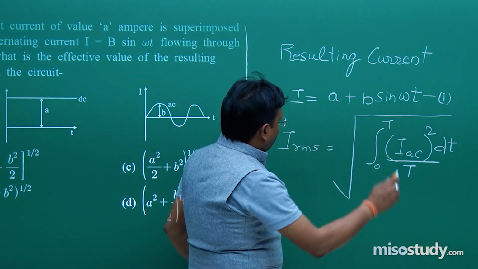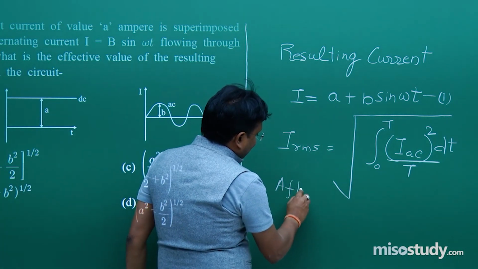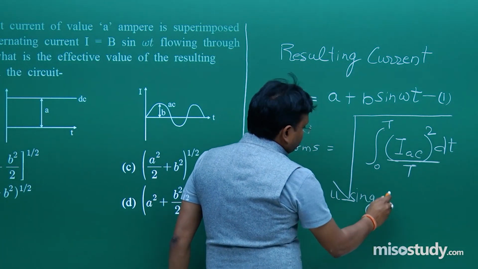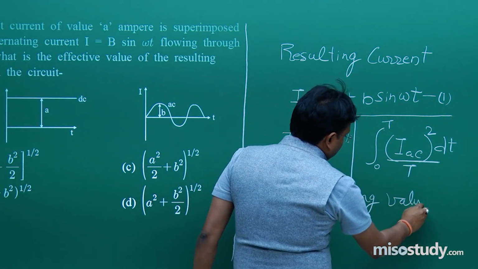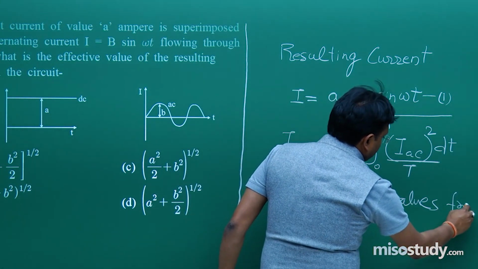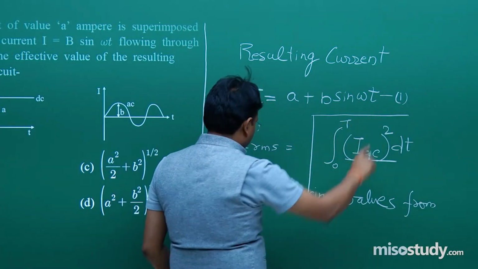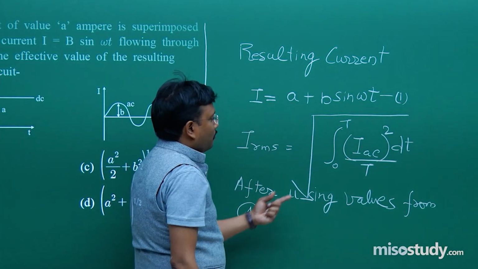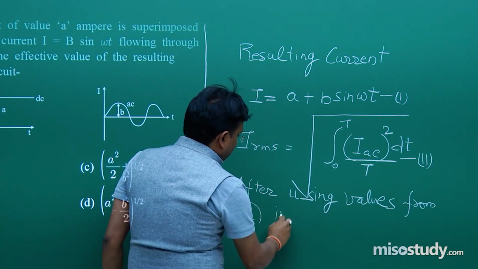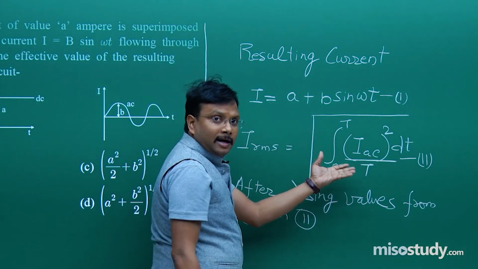So what I should say, after using values from 1 in 2, that is, from 1, after using values from 1 in 2, and obviously then you have to integrate it, fine.